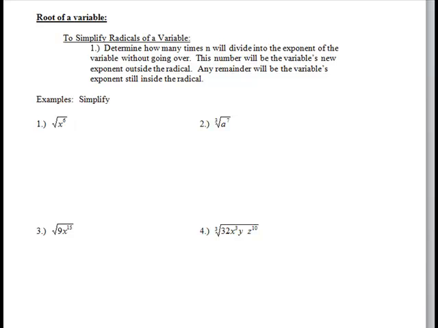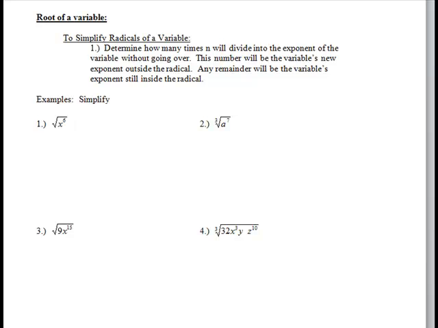To simplify a radical with a variable, identify the radicand, identify the index, and then what we're going to do is determine how many times the index would divide into the variable's exponent without going over. That would be the variable's new exponent outside the radical. Any remainder would be the variable's exponent inside the radical. Which sounds a little confusing, but once you see an example or two, you're going to catch on pretty quick.